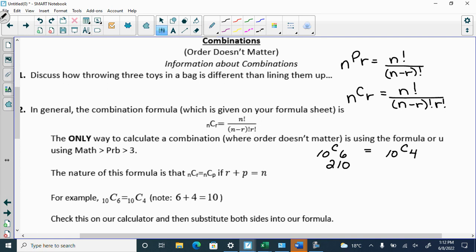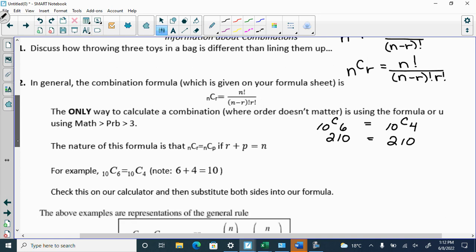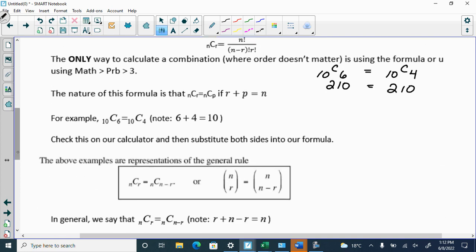Same, isn't it? What the heck? By the way, this only works with C's. I'm going to show you why. So we're going to type this into the nCr formula. This is my n, this is my r. So it's going to be 10 factorial over (10 minus 6) factorial, 6 factorial.